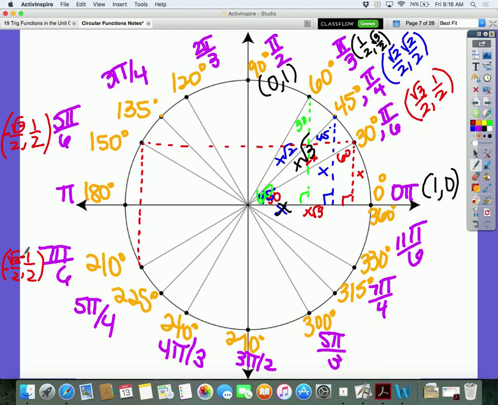And the last piece to make the box is 330. So 330 degrees, or 11 pi over 6, has the same ordered pairs as 30, 150, and 210, except this time I'm in the fourth quadrant. So what is negative? The y is negative and the x is positive. Go ahead and finish off the rest of the ordered pairs for all the ones that aren't done.